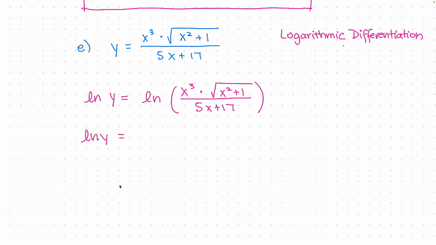So if I expand this thing, I get 3 natural log x plus 1/2 natural log x squared plus 1 minus the natural log of 5x plus 17. I haven't taken the derivative yet. All I did was I took the natural log of both sides, so that way I could expand the right. So any questions just about that?